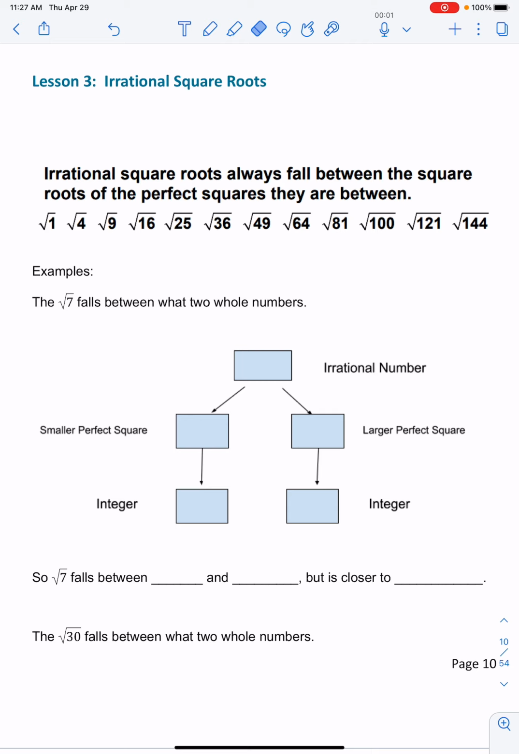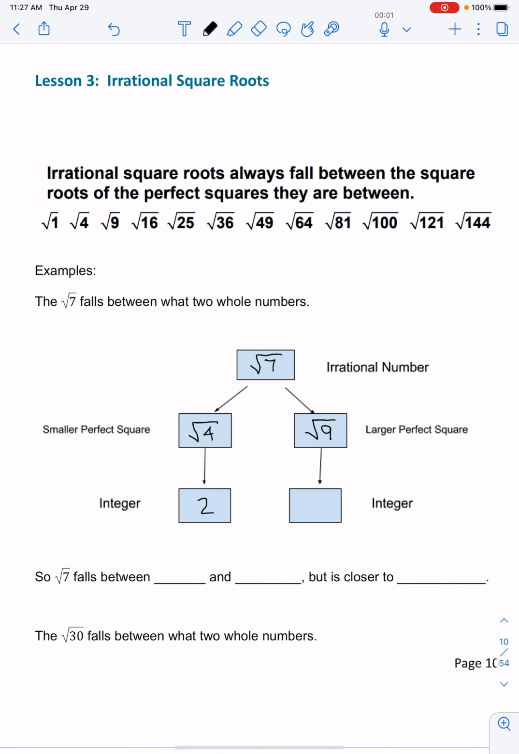So the first thing that we do is we put the square root of 7 right here. The next thing that we do is we put it in between the two closest perfect squares. So it's going to fall between the square root of 4 and the square root of 9. So the two integers that it's going to fall between are 2 and 3. So the square root of 7 falls between 2 and 3.